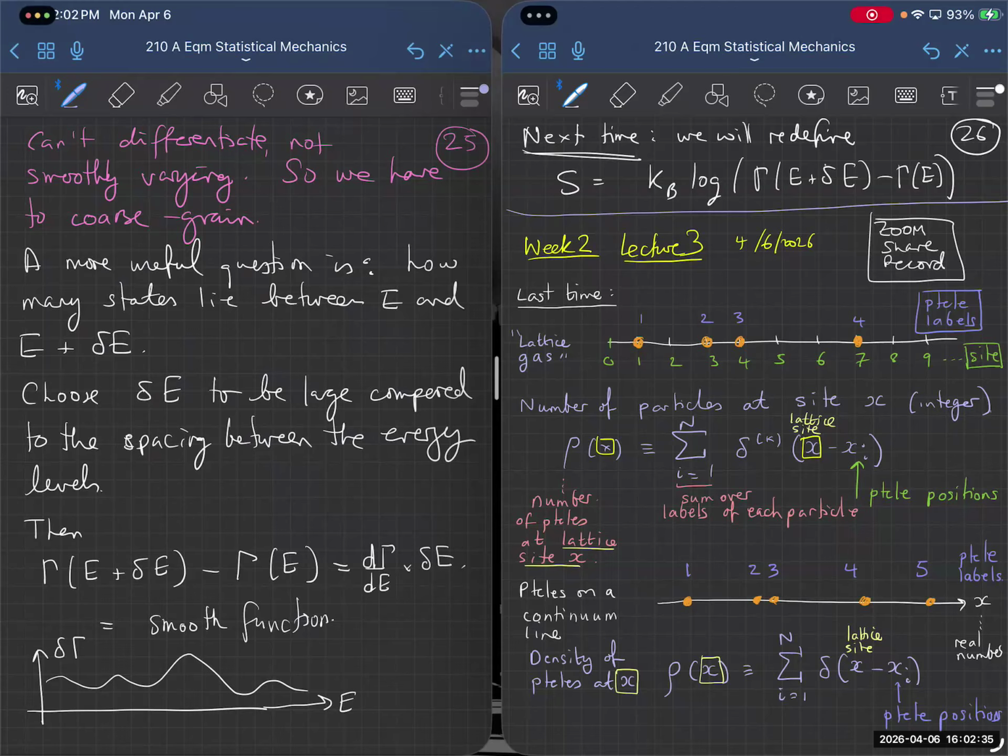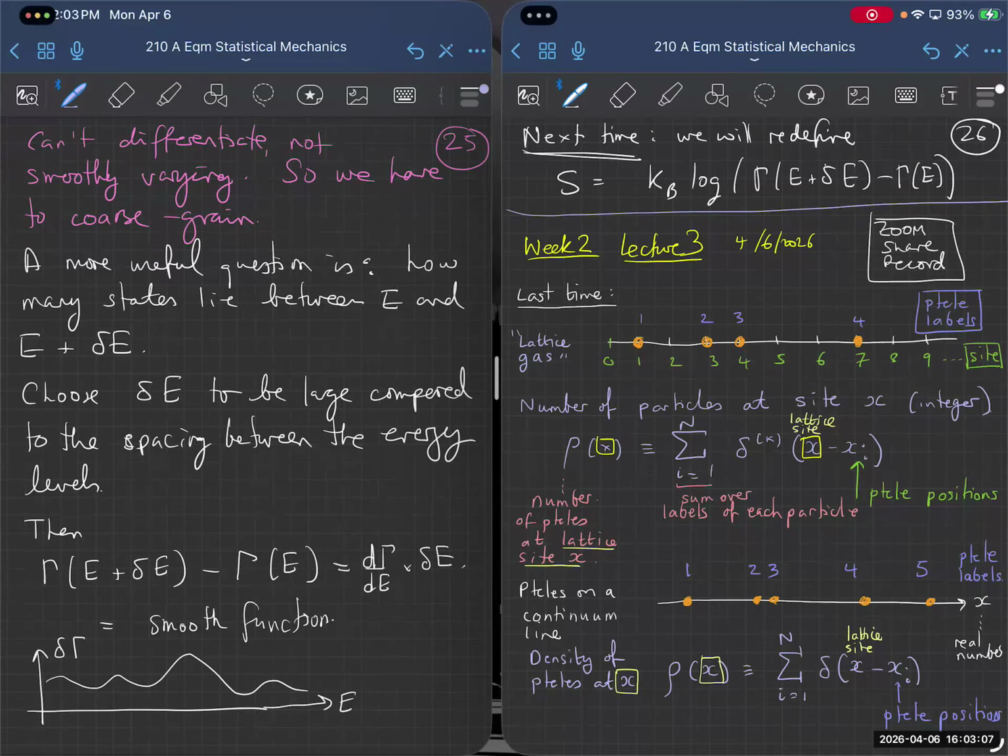At the top here, we have a lattice with sites specified by integers and particles labeled by numbers, also integers, 1, 2, 3, 4, shown at the top. Particle labels in blue, site labels in orange. And if we wanted to know the number of particles at site X, you tell me what the site is, and then I'll tell you how many particles are there. In principle, you could have more than one atom at a given site.